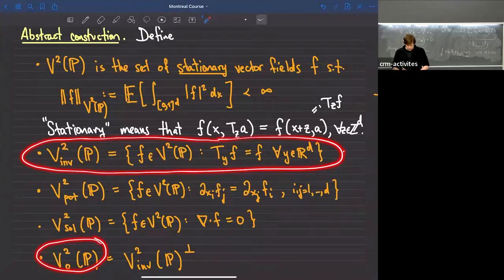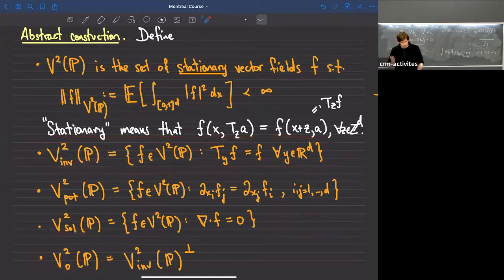Now, if the probability measure is not ergodic, that means this space can include things that are not just constant. There can be ergodic components, in which case this thing will require that you're mean zero on every ergodic component. All right, so this is the setup for a general stationary field.